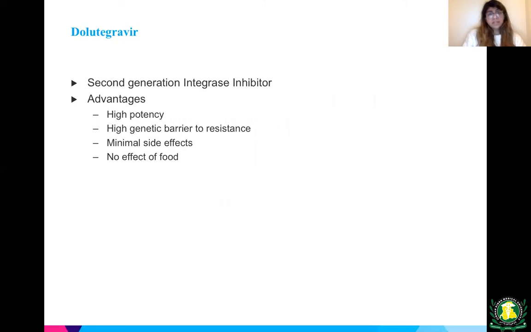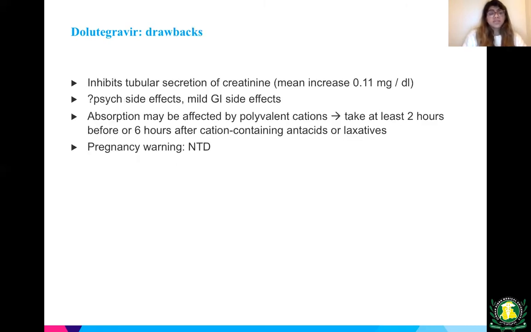So dolutegravir is a second generation integrase inhibitor. Advantages: it's very strong, high potency, high barrier to resistance, minimal side effects, and you can take it with or without food. Some of the drawbacks: it can inhibit tubular secretion of creatinine, so your creatinine can increase by a mean of 0.11 milligrams per deciliter. There are some questionable psych side effects and some mild GI side effects.